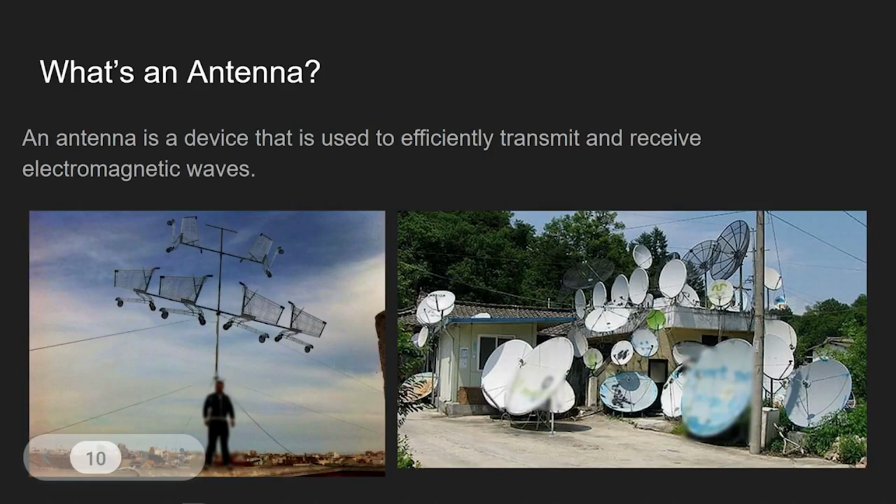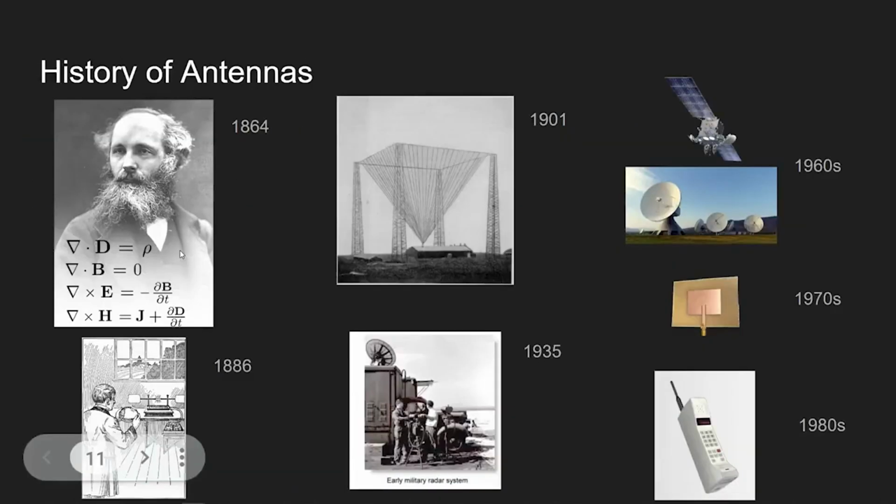So now the first question that we need to ask is, what even is an antenna? An antenna is a device that is used to efficiently transmit and receive electromagnetic waves. The key word here is efficiently. The history of antennas started with James Clerk Maxwell, who unified the theory of electricity and magnetism, formulating Maxwell's equations.